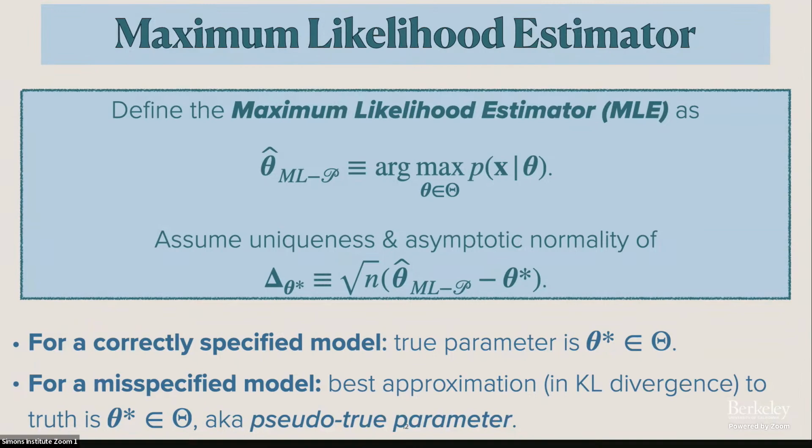Where this theta star depends on whether or not my model class P is correctly specified, right? If it is correctly specified, then of course theta star is going to be the theta that generates the data. But if it isn't, then this is just going to be my pseudo-true parameter. So it's the one that's closest to the truth in terms of KL divergence, right?